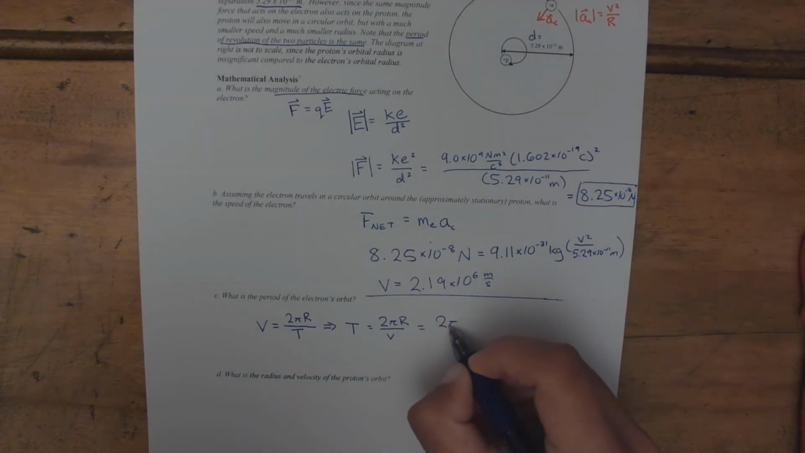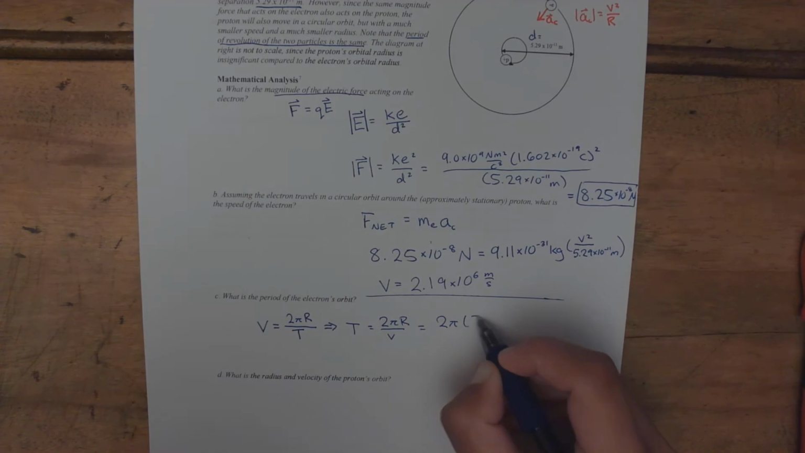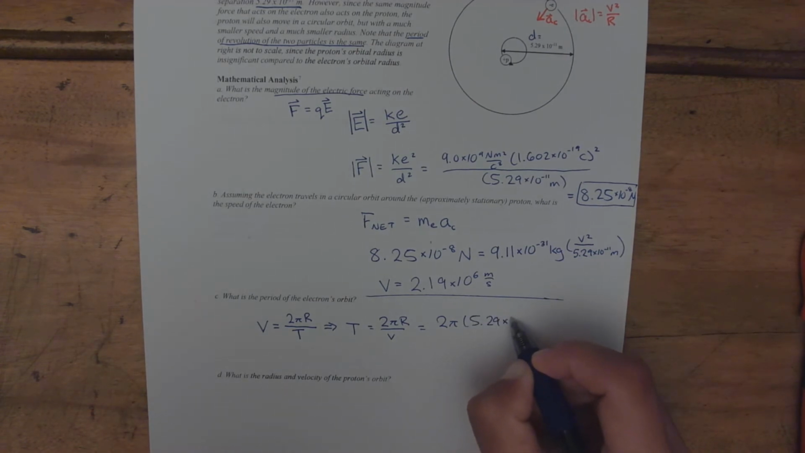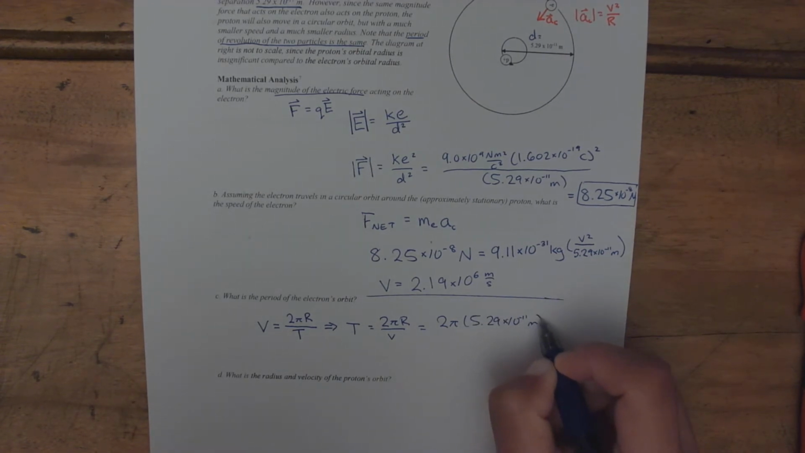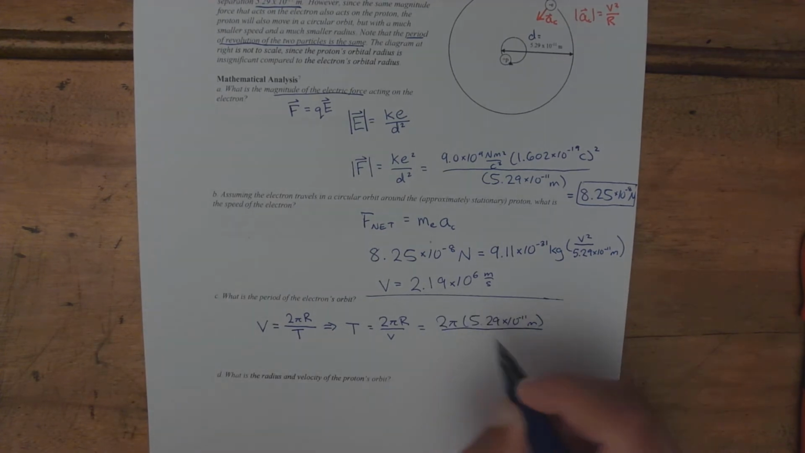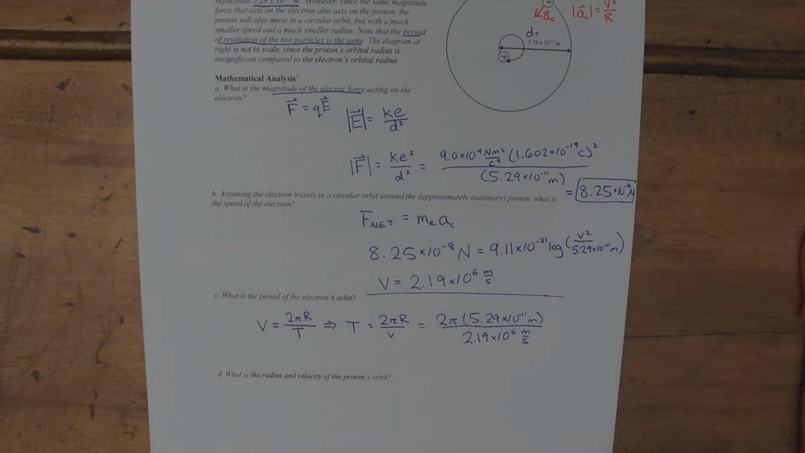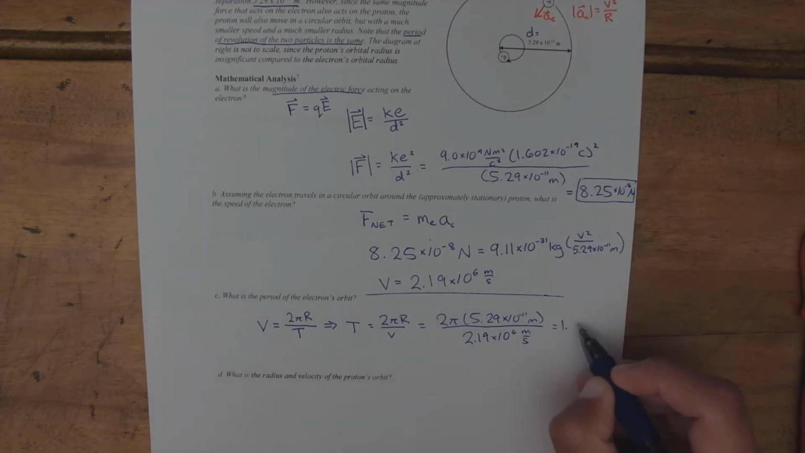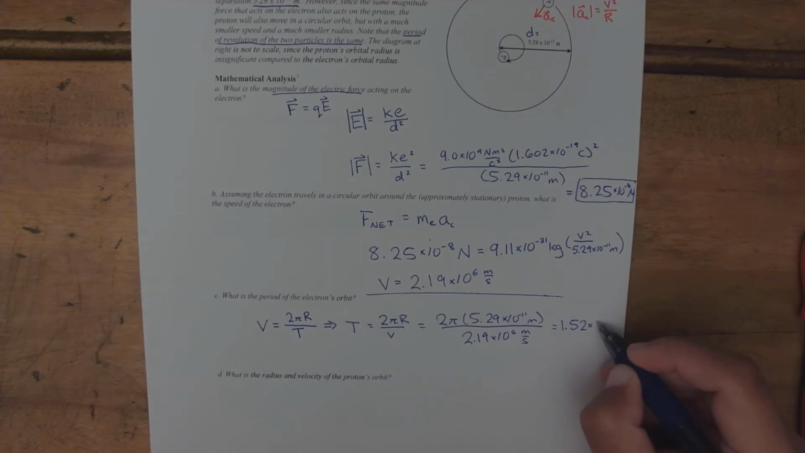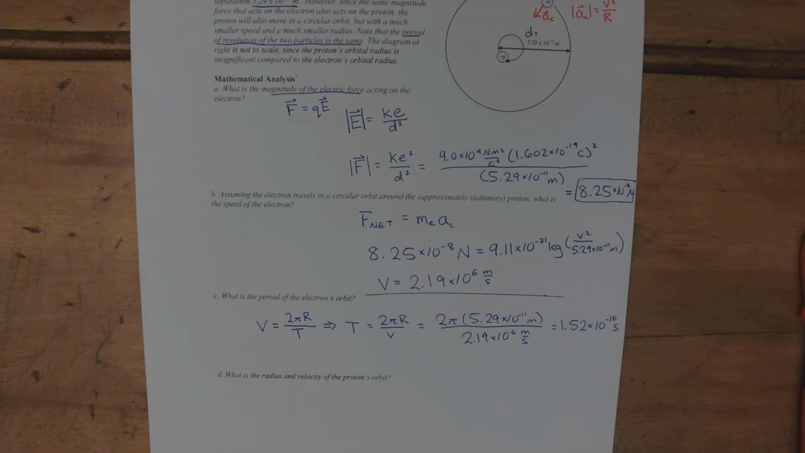And so r is equal to 5.29 times 10 to the negative 11th meters. And v we just found up here, that's 2.19 times 10 to the 6th meters per second. The period should have units of seconds, and you can see here that it does. And this gives us 1.52 times 10 to the negative 16 seconds.